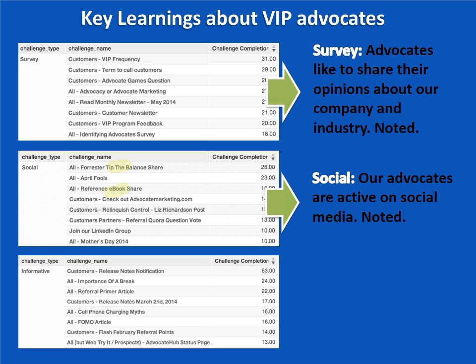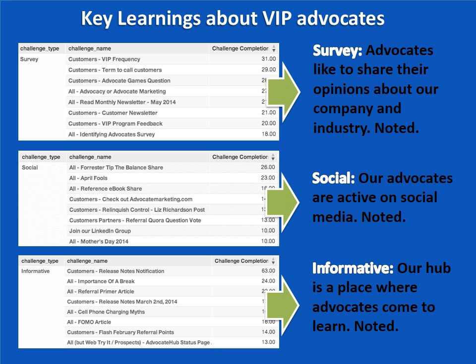And finally, informative. If informative type challenges are the third most popular in VIP, what does that tell us? That tells us our hub is a place for advocates to come to learn. So our customers come to learn about AdvocateHub. The most popular challenge was about the release notes notification, the importance of a break, referral primer articles. Some of these are general informative challenges, but also some are education about our product, the release notes, or more about business, about referral primer, that's more about the industry.